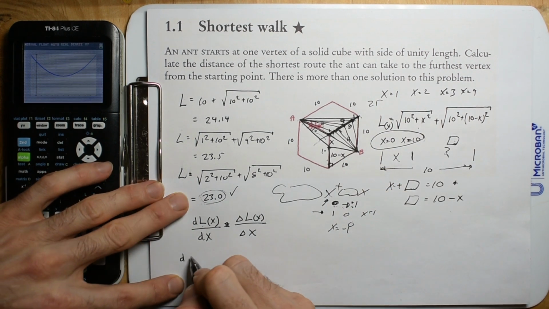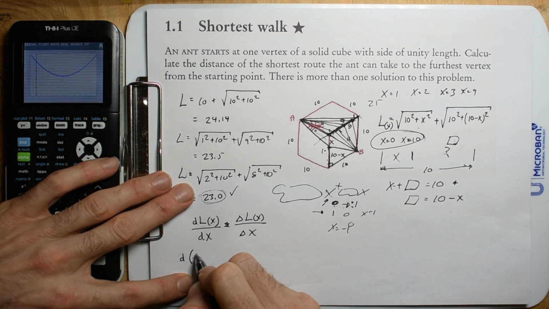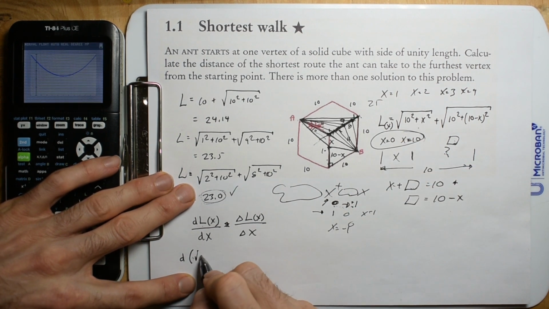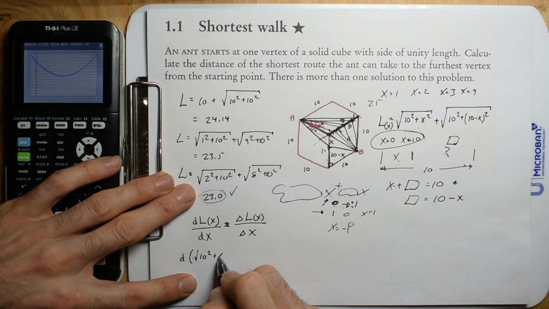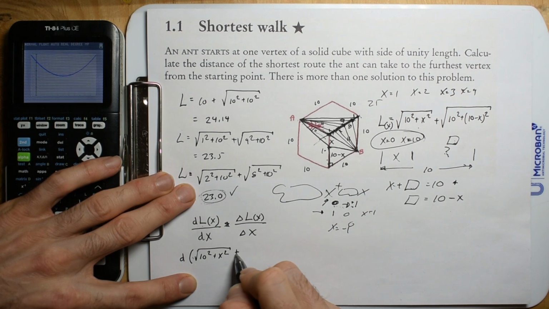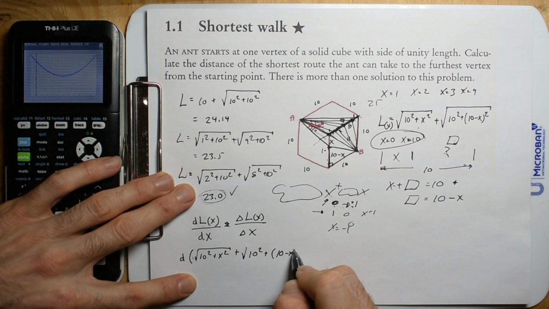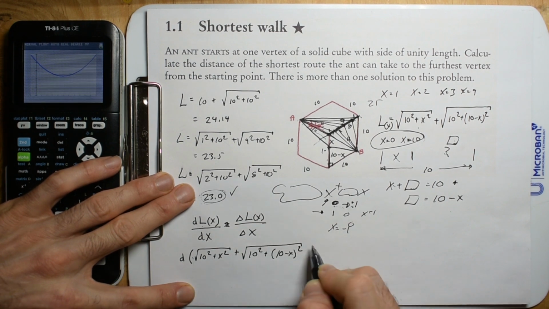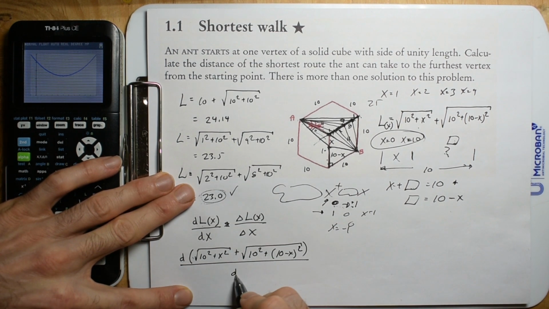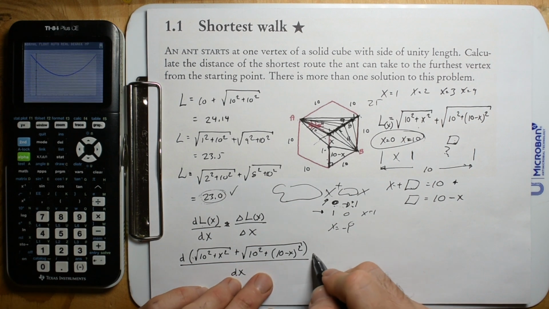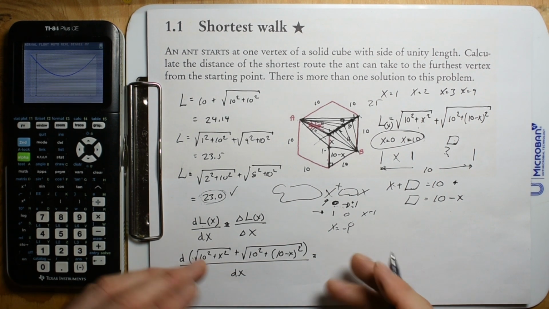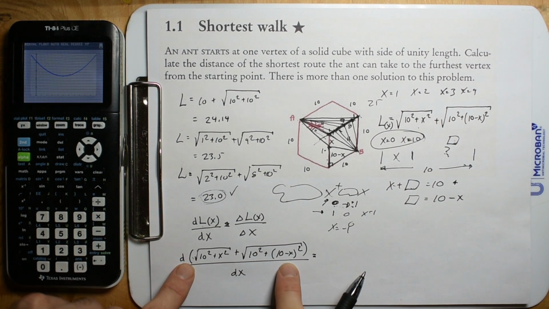So we're going to have the derivative of, and I write in the whole equation, square root of 10 squared plus x squared plus the square root of 10 squared plus 10 minus x squared. And then put that in parentheses, and then dx. Okay, and now we're just going to use the properties that we know of how to solve a differential equation.